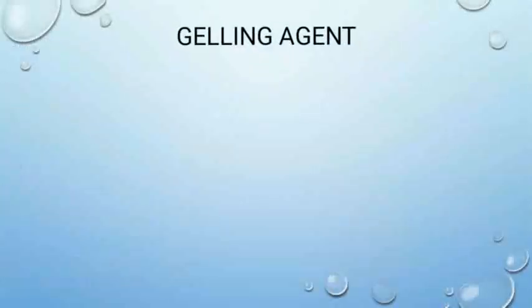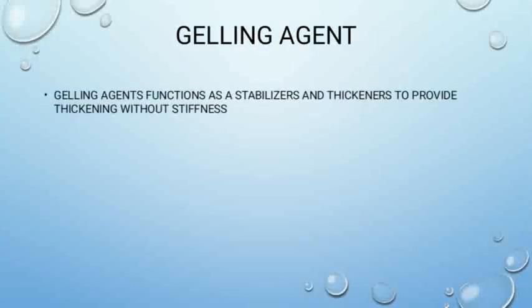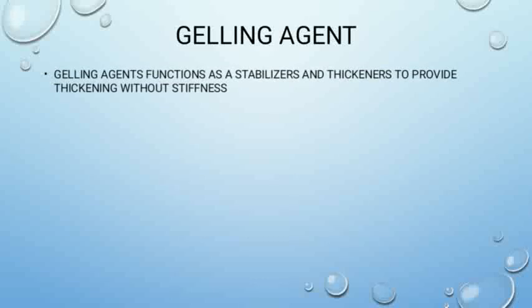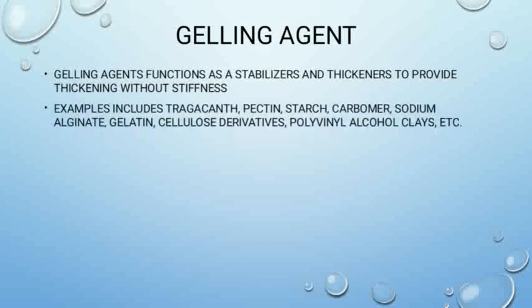Moving to next one, that is gelling agents. So students, gelling agent functions as a stabilizer and thickener to provide thickness without stiffness. Then examples of gelling agents are tragacanth, pectin, starch, carbomers, sodium alginate, gelatin, then cellulose derivatives, polyvinyl alcohol, clays, etc.